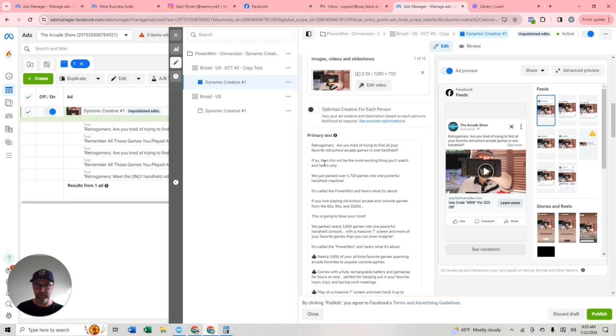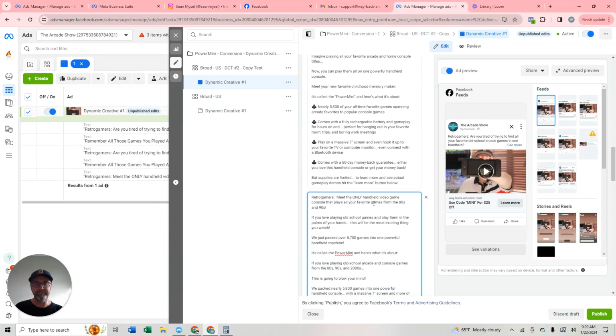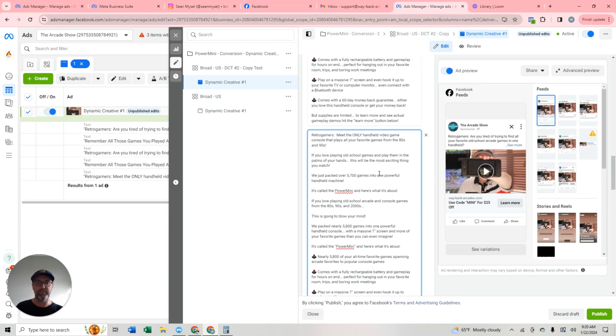So in this case, calling out the problem: retro gamers, are you tired of trying to find all your favorite old school arcade games in one handheld? And then the other one, and this one I think is probably my favorite: retro gamers, meet the only handheld video game console that plays all your favorite games from the 80s and 90s.